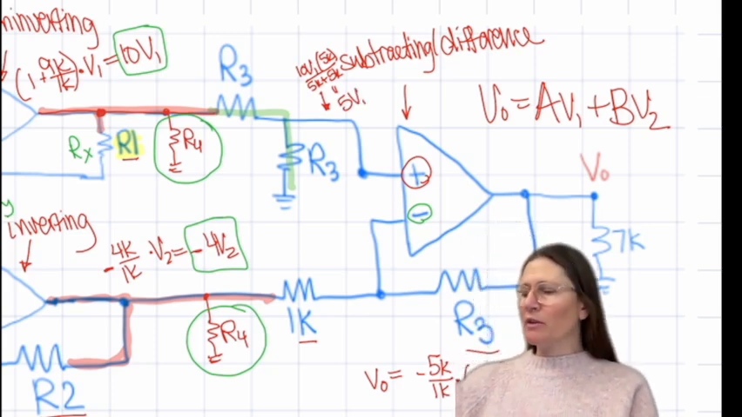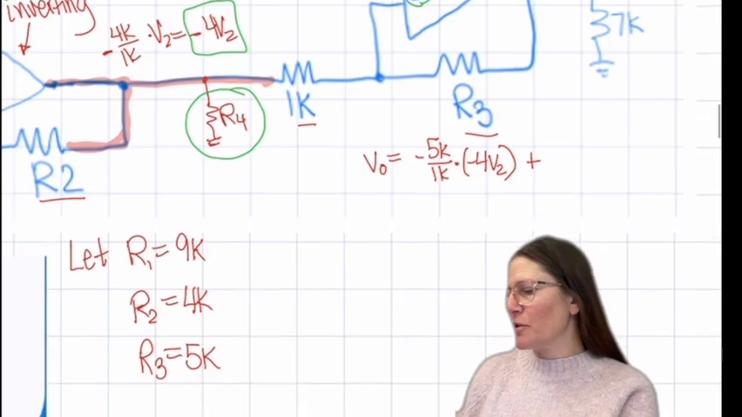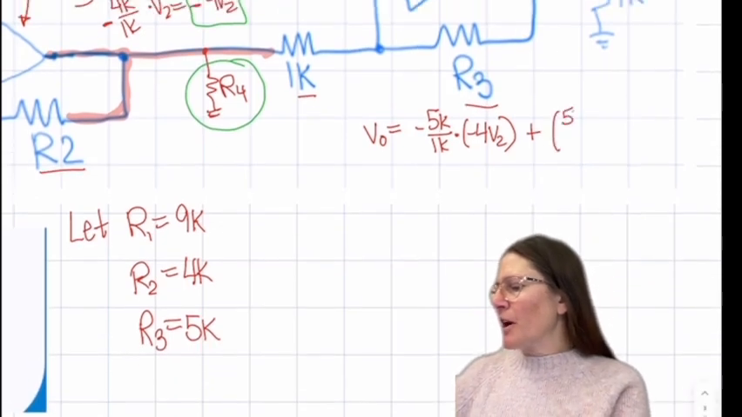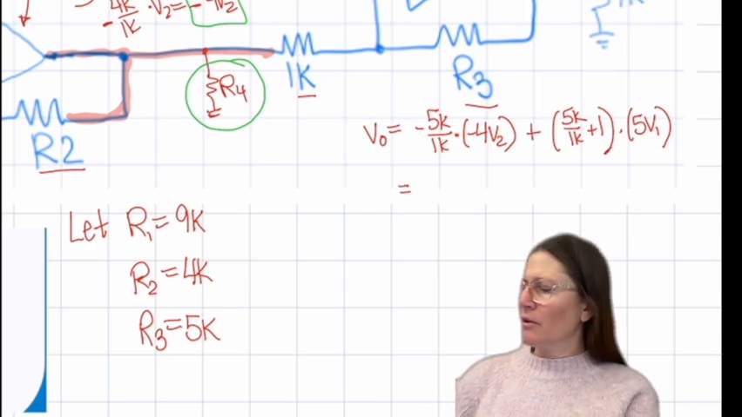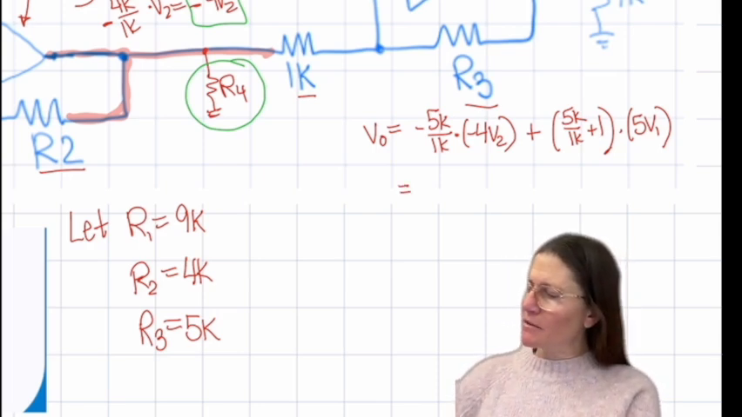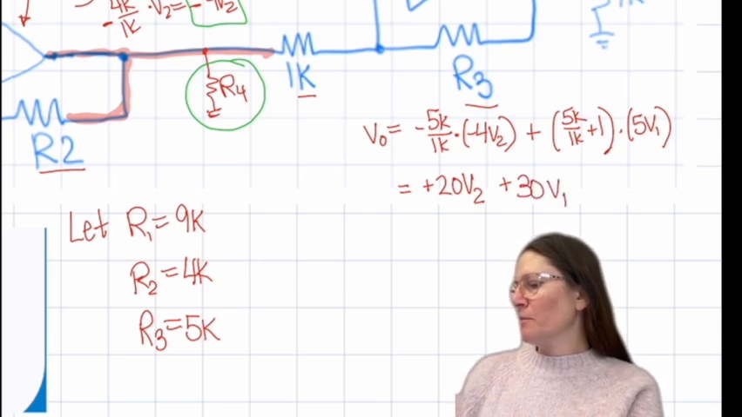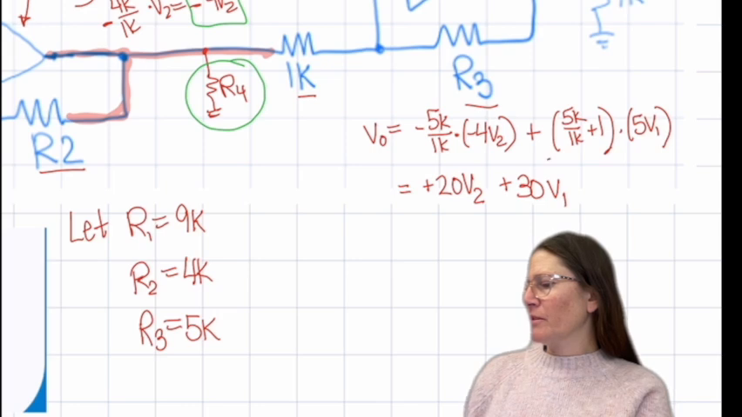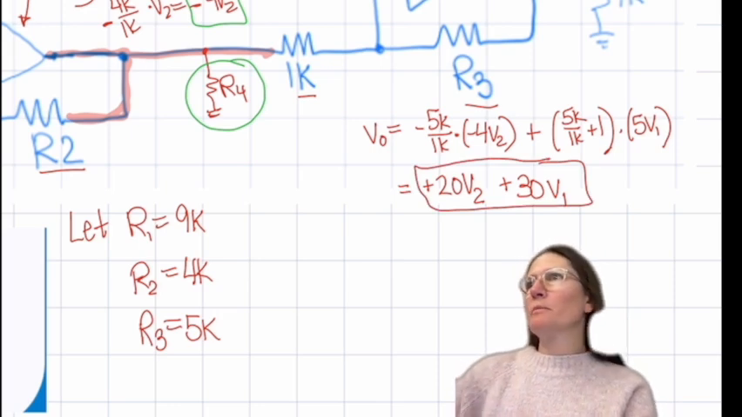So going into this one is going to be 5V1, and then it's a non-inverting portion, so it's going to be the 5K over 1K plus 1 times that input, which is 5V1. So this ends up being minus 5 times minus 4, so plus 20V2. And then 6 times 5 is 30V1. So this would be the answer, yes.